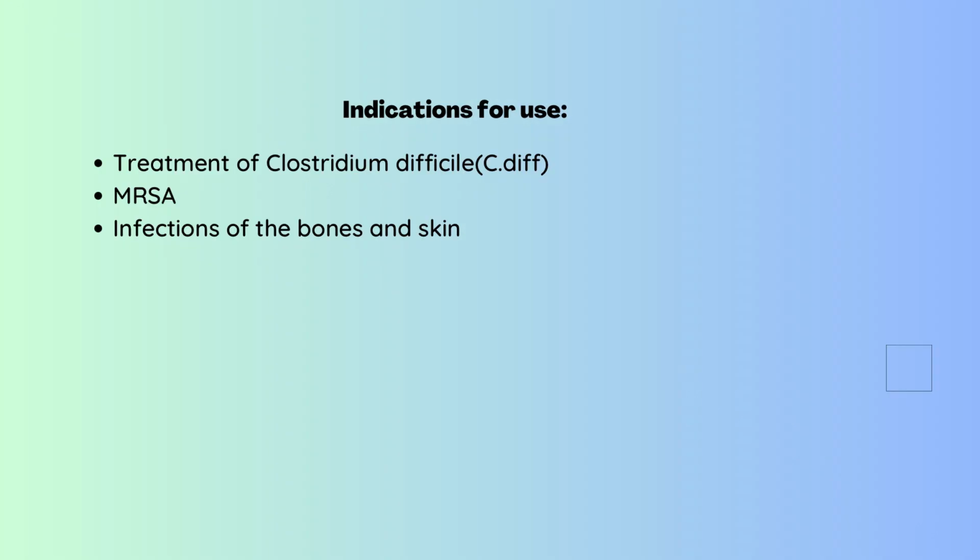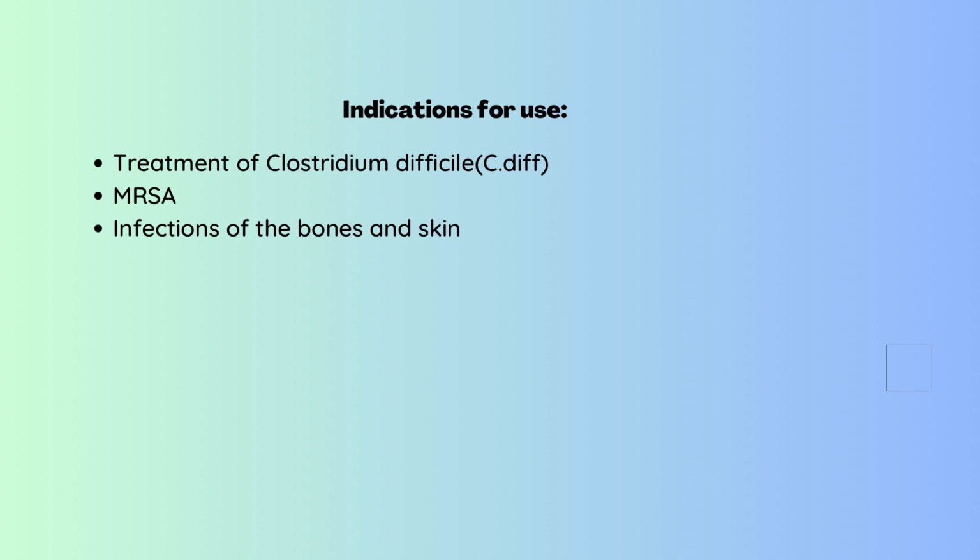Indications for use. Vancomycin is a strong antibiotic that is often used for the treatment of serious infection and active against most gram-positive bacilli, including almost all Staphylococcus aureus and Staphylococci strains that are resistant to penicillins and cephalosporins. Vancomycin is for the treatment of Clostridium difficile, also known as C.Diff, MRSA, infections of the bones and skin.